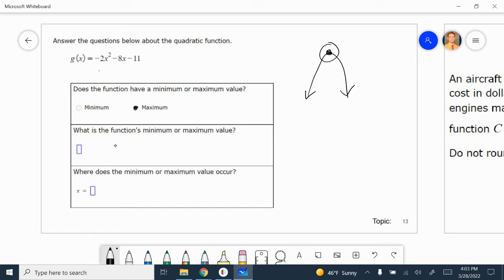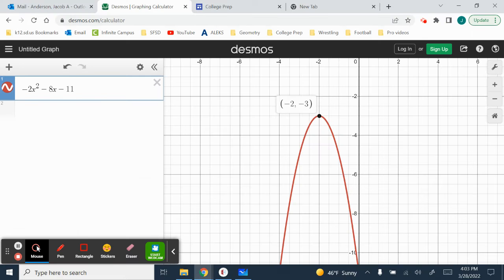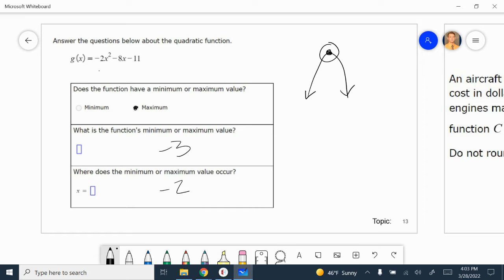So I guess when we're talking about the function's minimum or maximum value, that's our y value. So that would be the negative 3. It says where does it occur? X would equal negative 2. So yeah.